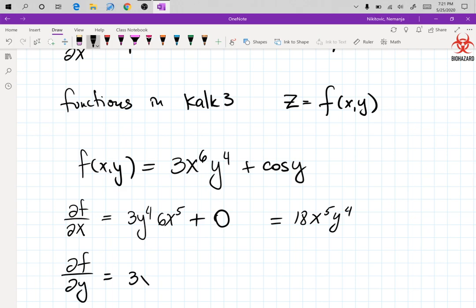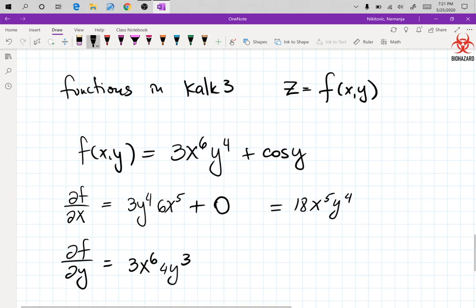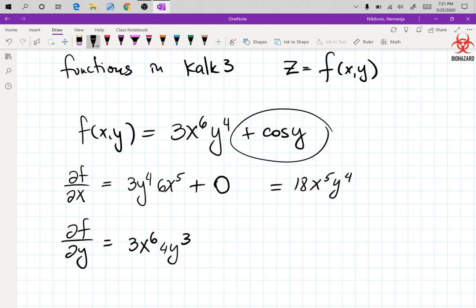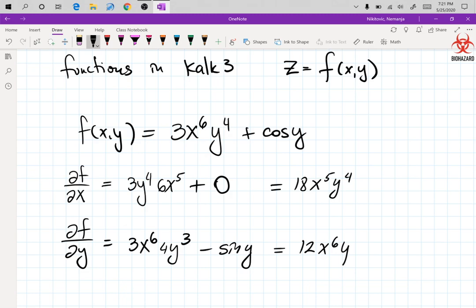Great. 3x to the 6 is my constant, copy it. And then derivative of y to the 4, because I'm taking derivative with respect to y, is 4y cubed. Now, over here, y is a variable, so I am going to have a derivative there. Derivative of cosine is negative sine, so minus sine y. So this time around, this term survives. So this means now that when I fix this, it's 12x to the 6 y cubed minus sine y.